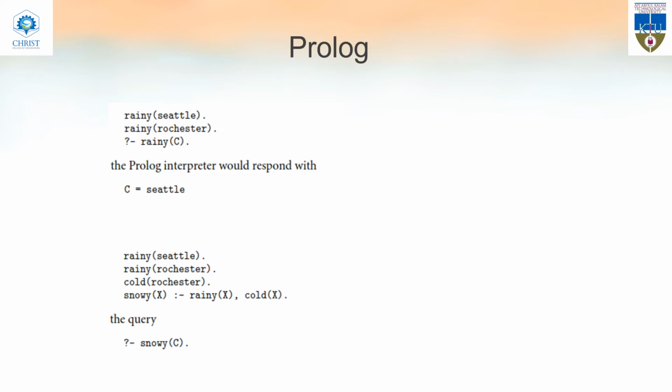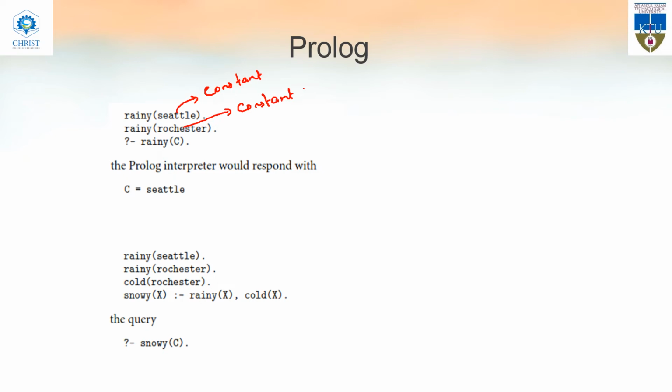Okay, so first I will start with constants. Here you know that Seattle is a set of characters starting with a small letter, so this is a constant. This is a constant, and this is also a constant. All of these are sets of characters starting with a small letter, so Seattle and Rockstar can be called atoms.